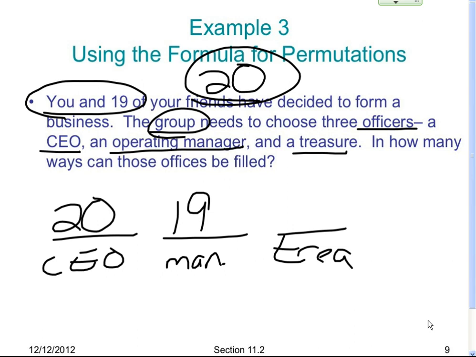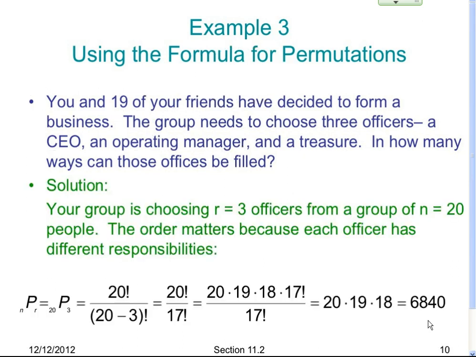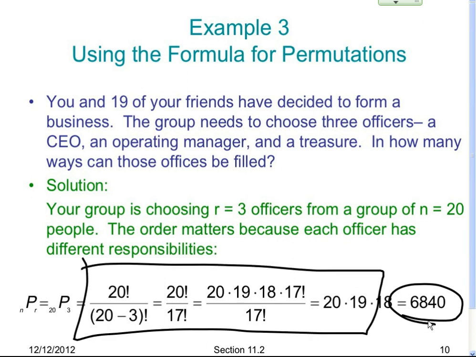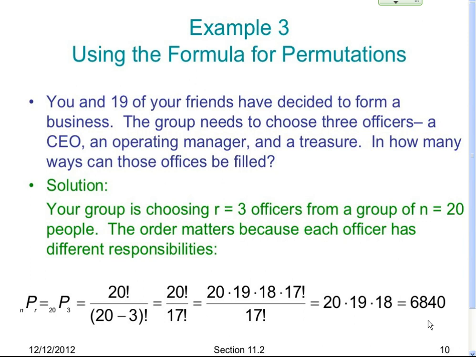Once we've chosen a CEO and a manager, we've used 2 people for those offices, and now we're down to 18 choices for the treasurer. Multiply those together, 6,840 different ways we could choose 3 officers. By the way, this does give you the formula if you would choose to do it that way instead.